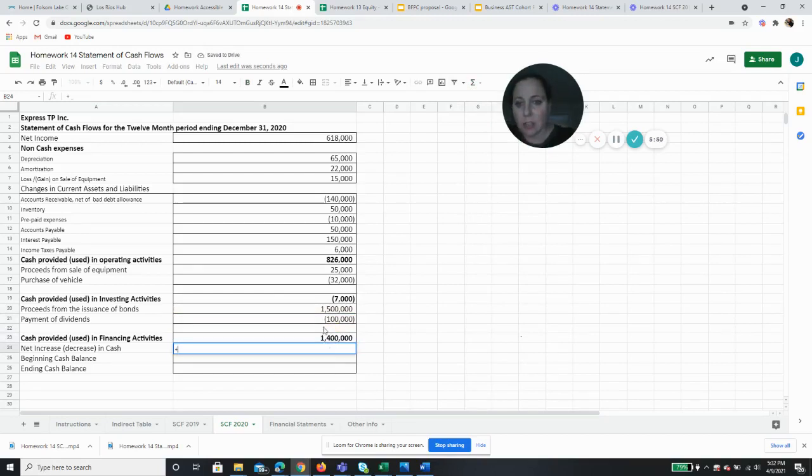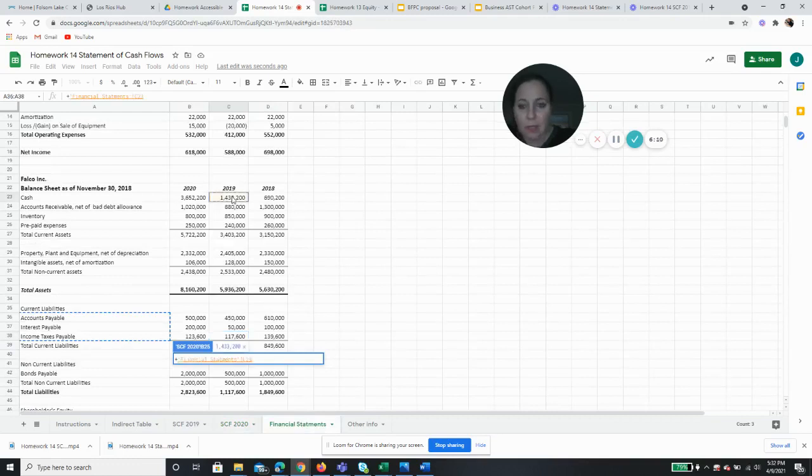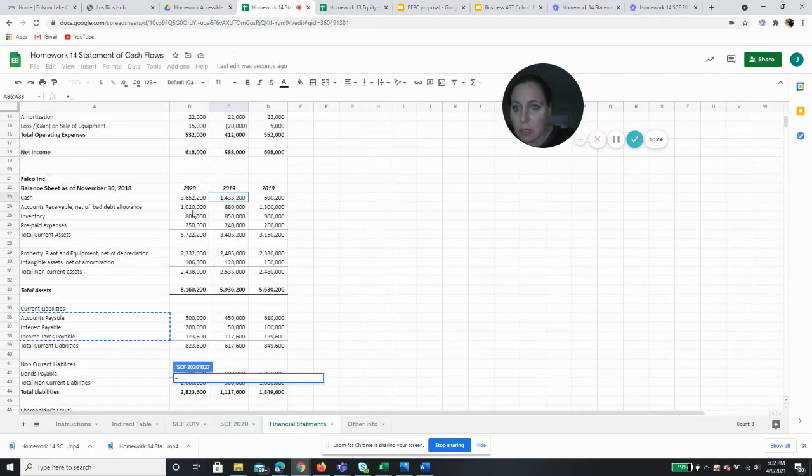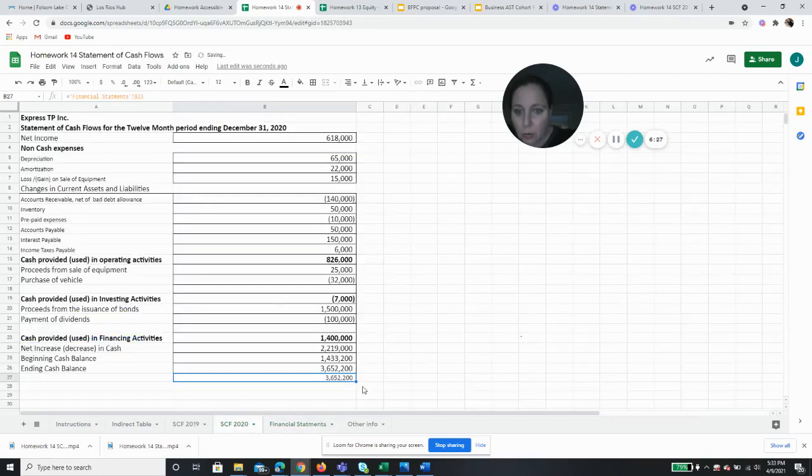So our net increase in cash is going to be, we're going to add up operating, investing, and financing. And we had a net increase in cash of $2,219,000. Our beginning cash is last year's ending cash, so we grab the cash balance from 2019. And if we add those together, that should give us our ending cash. And it gives us $3,652,200. And according to our financial statements, our ending cash in 2020 was $3,652,200. So we match, and we've done a good job.